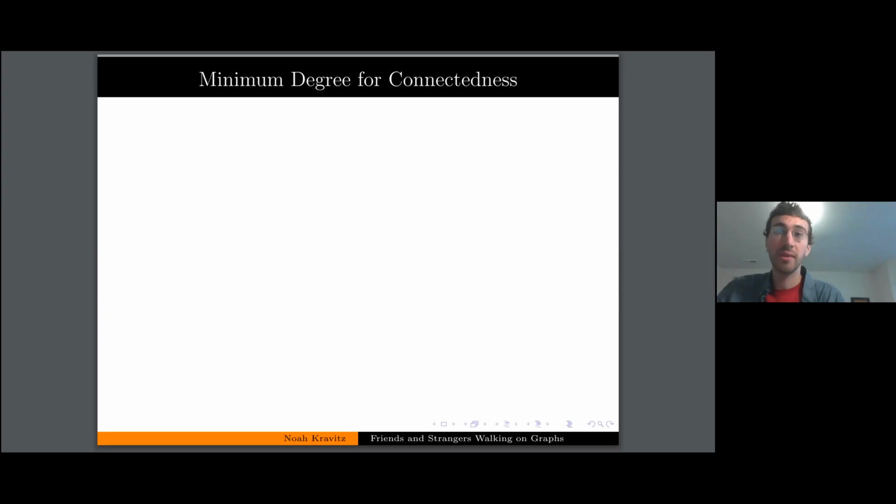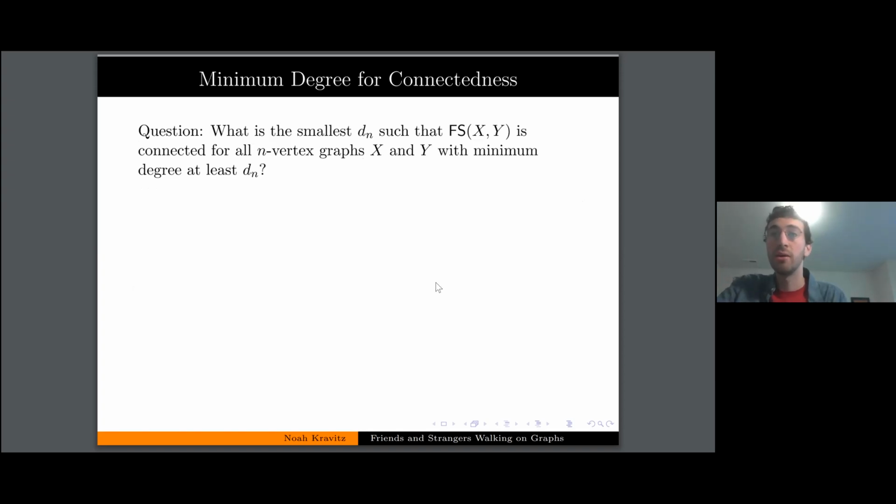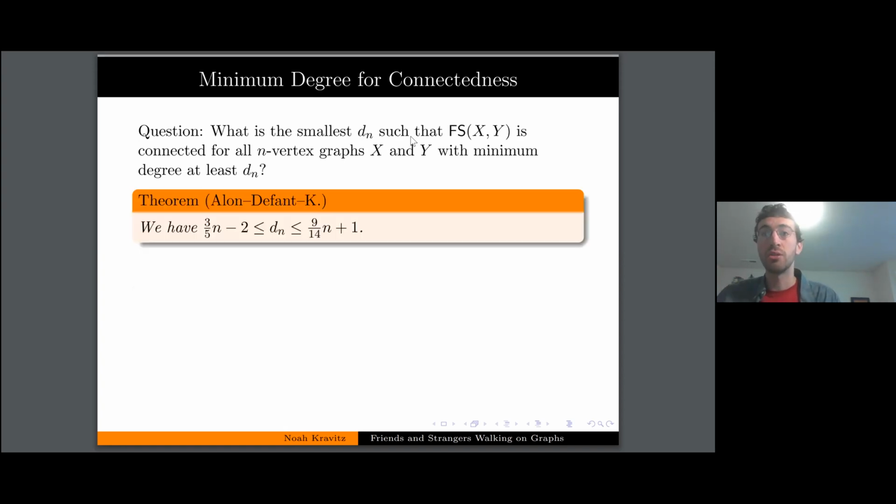So one natural thing is to ask about minimum degree conditions that guarantee a connected friends and strangers graph. More precisely, what's the smallest value d_n such that if X and Y are n-vertex graphs with minimum degree at least d_n, you're guaranteed to have the friends and strangers graph connected? So Noga, Colin, and I got some bounds on this. We showed that this is between around 3/5 n and 9/14 n. And the lower bound is a construction, and the upper bound is a pretty complicated proof.